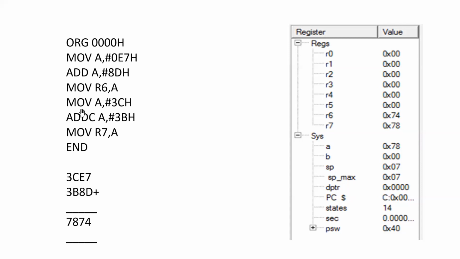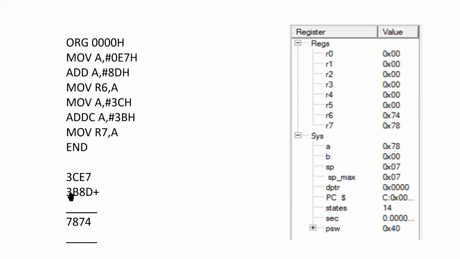So whether carry is generated or not, the next instruction is MOV A, #3C, then ADDC A, #3B. C means if carry is generated, my carry value is 1. Otherwise, my carry value is 0. So for all 16-bit operations, first you put ADD. For the second addition you have to put ADD with carry. If carry is generated in the program, the carry value will be 1. If carry is not generated, the carry value will become 0.